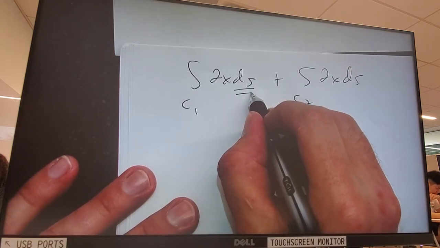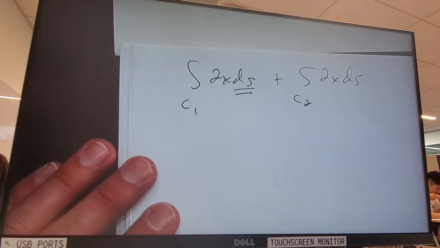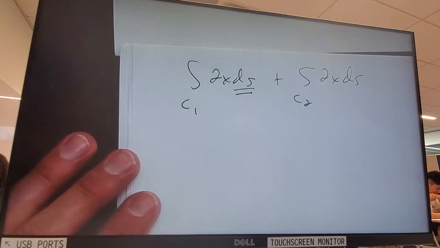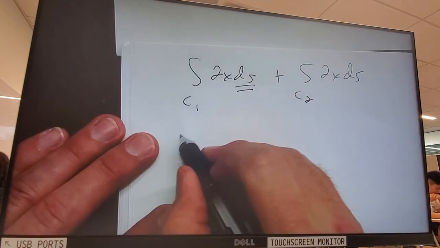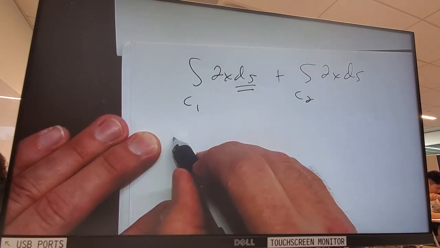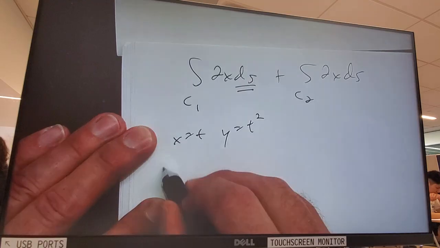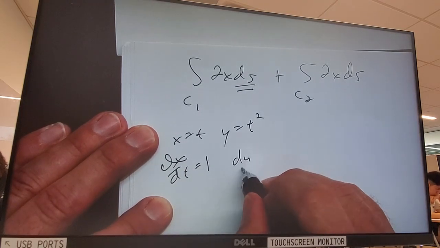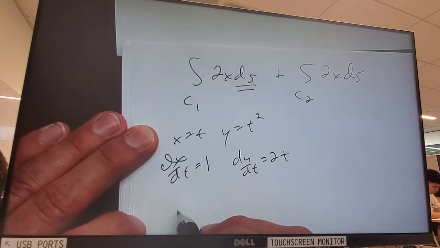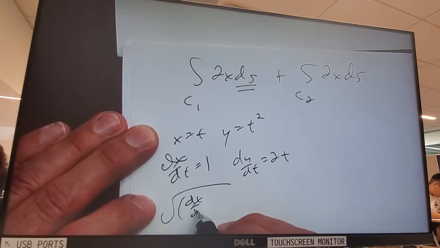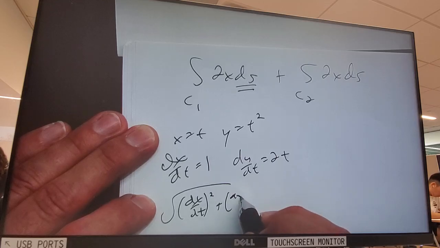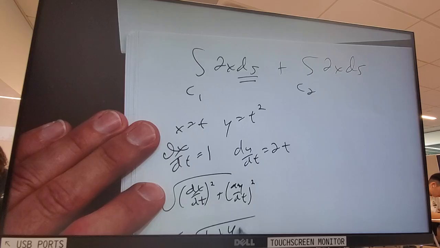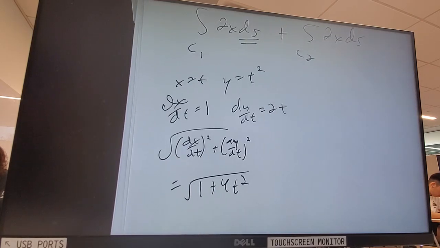Really quick, how do I figure out what ds is? Let me remind us. For C1, x is t, y is t squared. What's dx/dt? 1. And what's dy/dt? 2t. So what is the square root of (dx/dt) squared plus (dy/dt) squared? Yeah, the square root of 1 plus 4t squared. Cool. All right, let me stop for a minute.